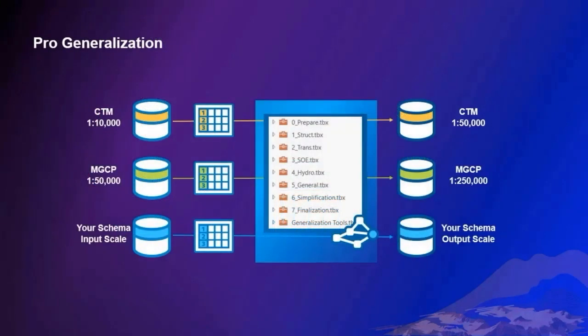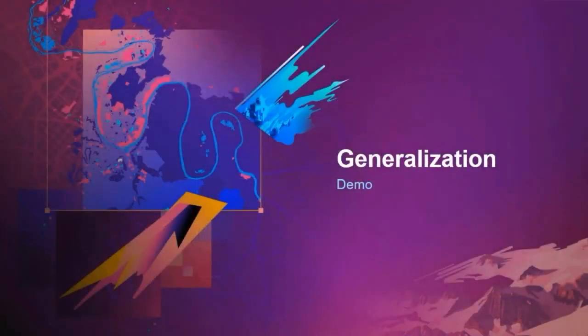For example, the same set of generalization models can be used to generalize data in the CTM schema from 10K to 50K, or MGCP data from 50K to 250K. All that's required is a different spreadsheet. We provide the generalization rule spreadsheets for CTM as part of production mapping and for MGCP and TDS as part of defense mapping. But a template is also provided so you can build the rules for your own schema. At this point, let's jump over to a demonstration in Pro.